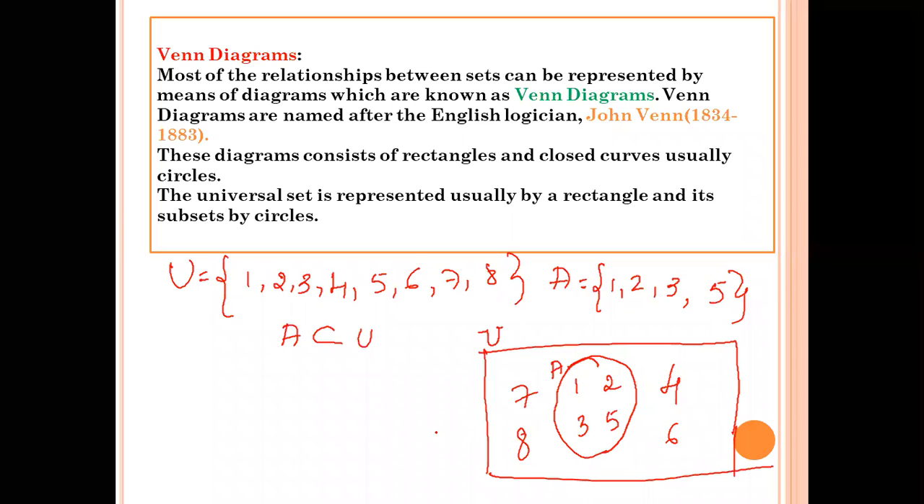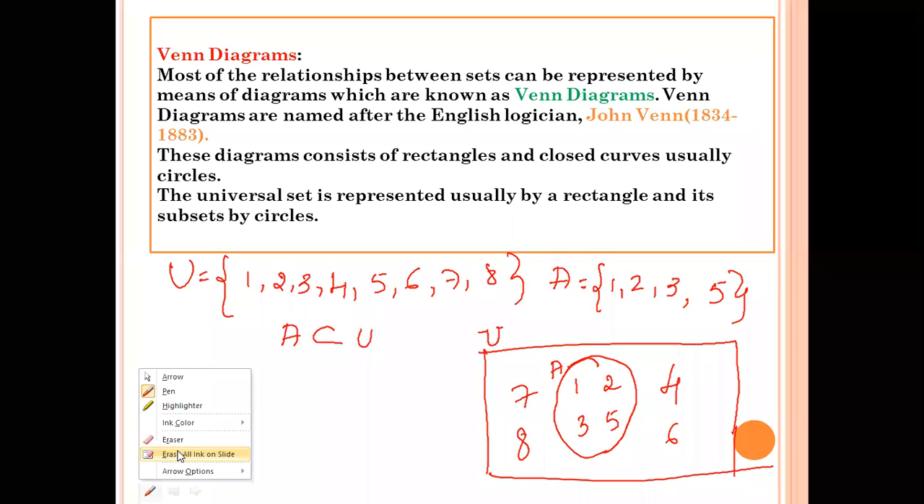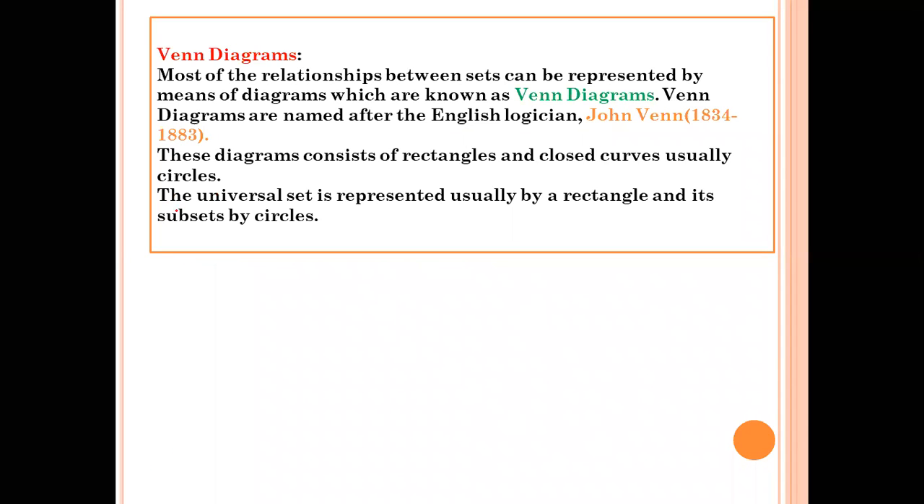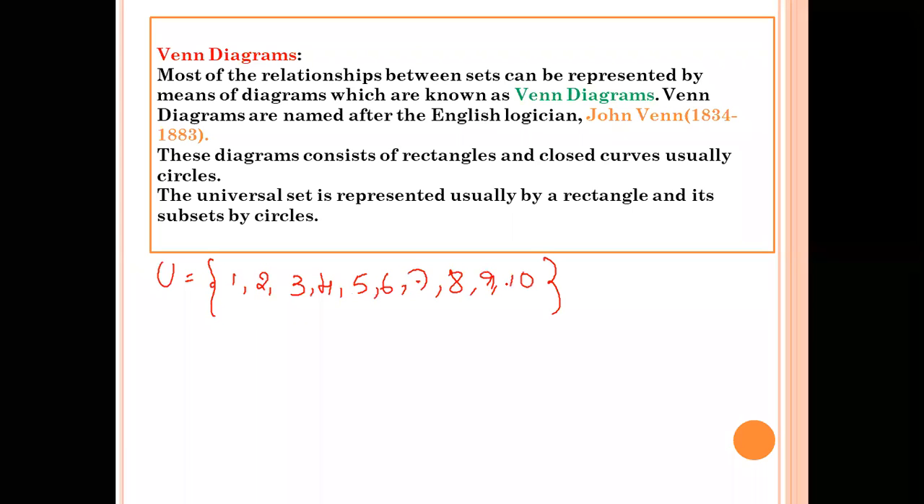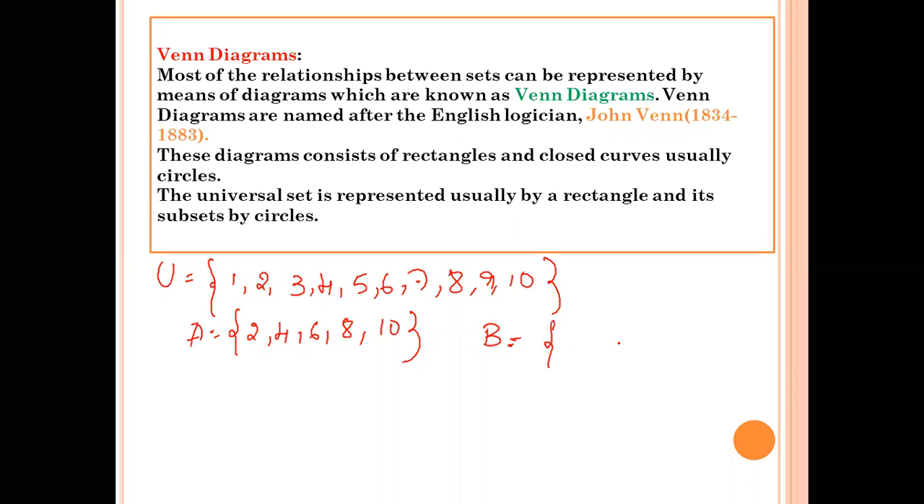I'll give one more example and then we'll move on to the next thing. Suppose U is 1 2 3 4 5 6 7 8 9 10, and A is 2 4 6 8 10 and B is 4 6. So now you have to tell me which is the subset of which.